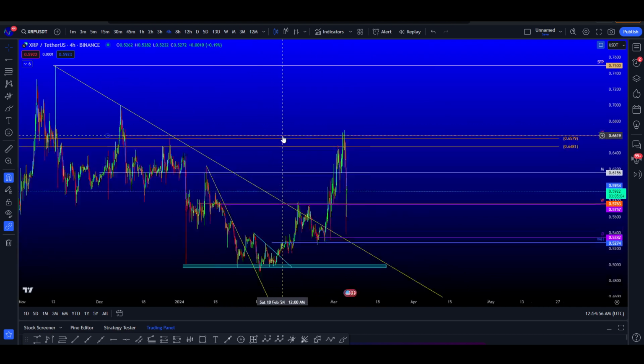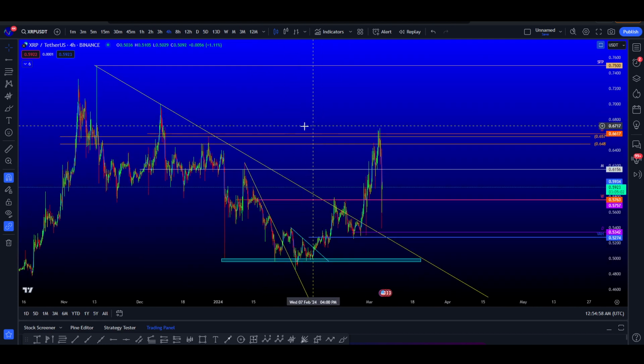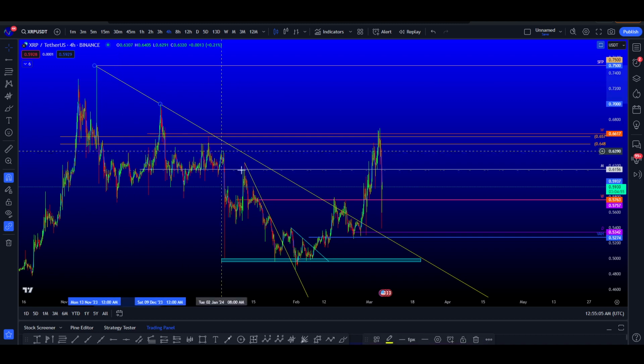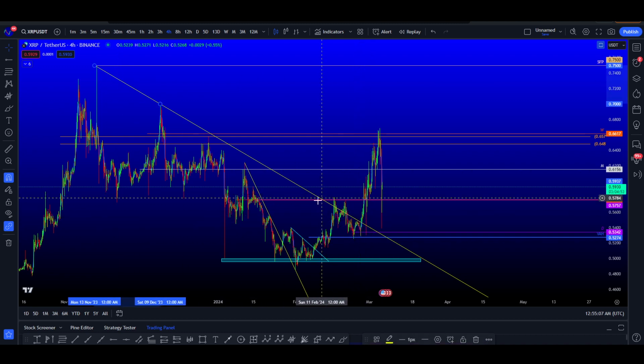So, if you were to look at some of my XRP technical analysis in the past, you can see that I was making this trend line a very big deal, right? I said once this trend line breaks, I would expect a move up, at least into the golden pocket area, and that's exactly what happened.